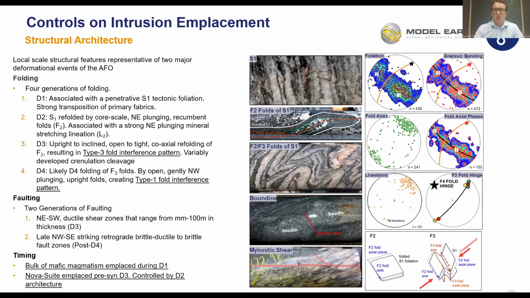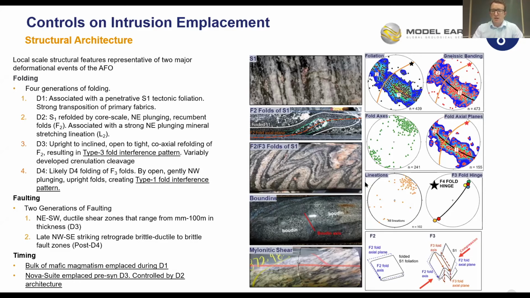We see these core scale folds refolded again by upright to inclined, open to tight, coaxial folds. But these are a much bigger wavelength. And then we see the D3 folds folded again by folds of a perpendicular nature, and again another upright fold. So these 4 generations of folding form 2 different kinds of fold interference patterns. And I've got a schematic down here for the first one. We see type 3 fold interference patterns folded again to form type 1 fold interference patterns.